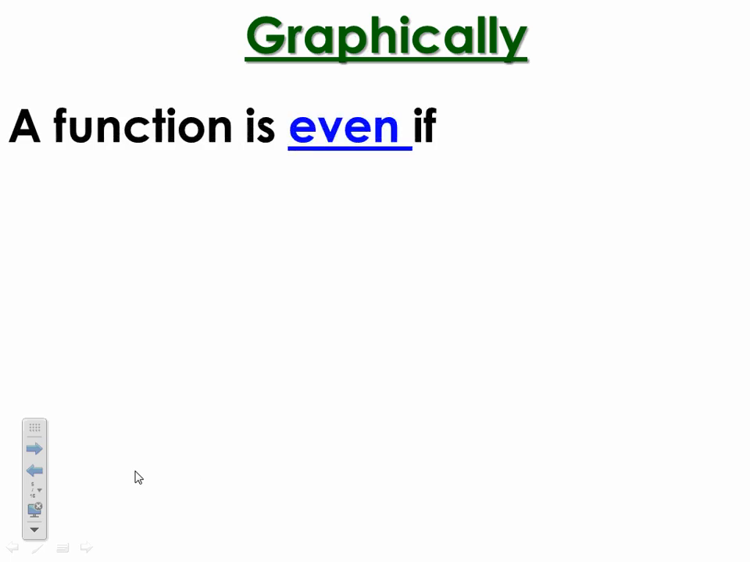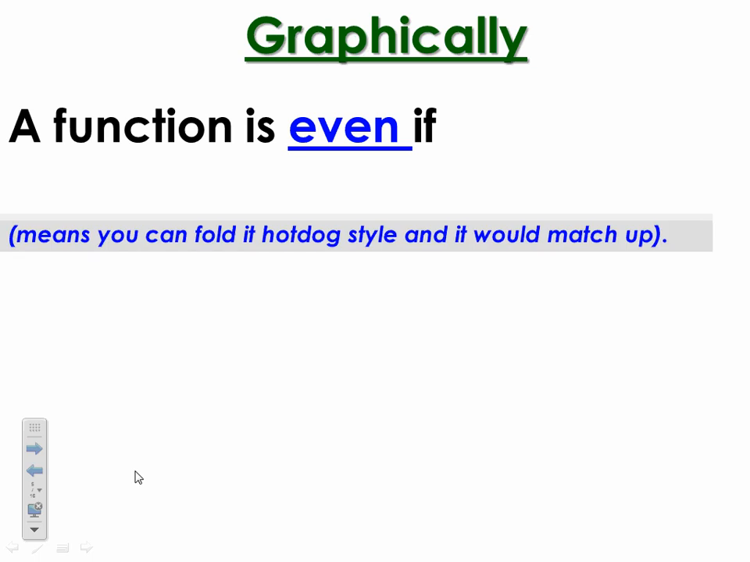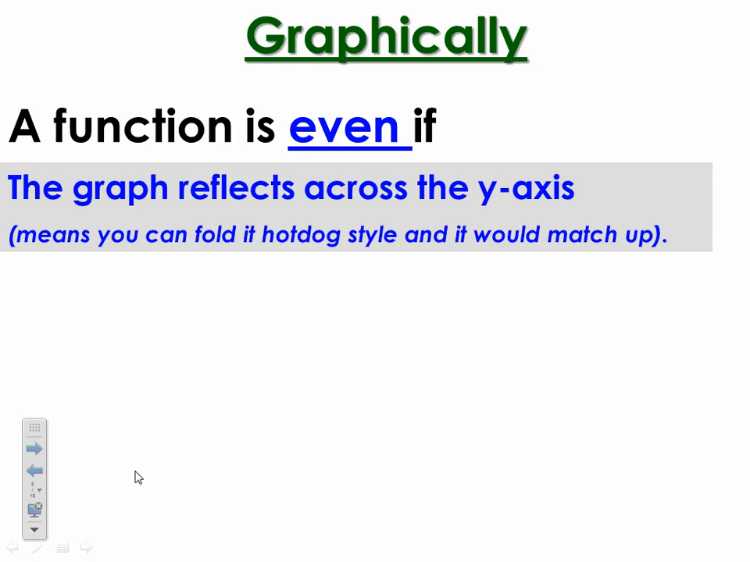If we're looking at a graph, a function is even if the graph reflects across the y-axis, meaning you could fold it hot dog style and it would match up. If you were to fold your graph directly across the y-axis, fold it skinny ways, then the two halves would land right on top of each other. You could draw a line right down the middle, slice it in half.